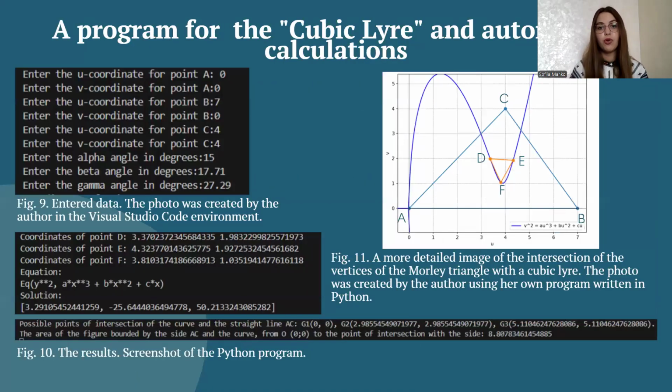This is a program for the cubic Lyre, and in figure 9 it's the input data, then the results, and in figure 11 this is a more detailed image of the intersection of the vertices of Morley triangle with a cubic Lyre.